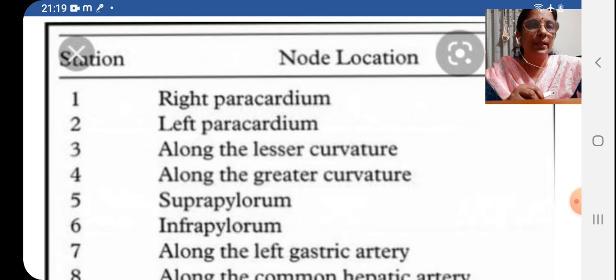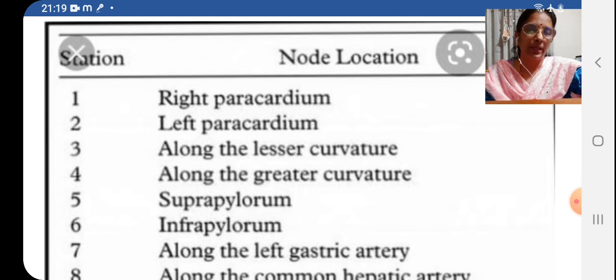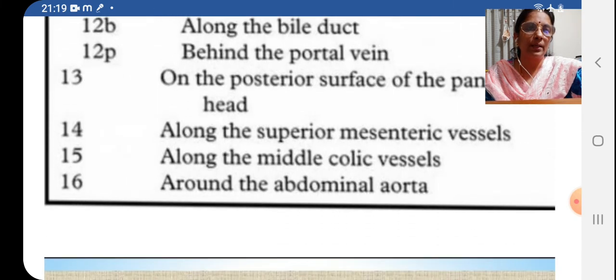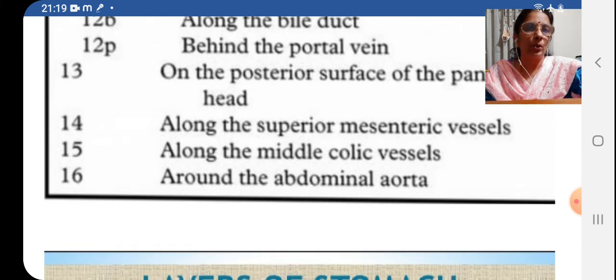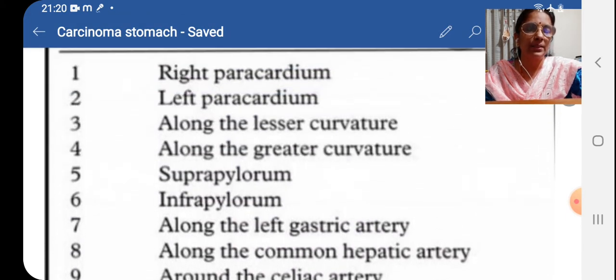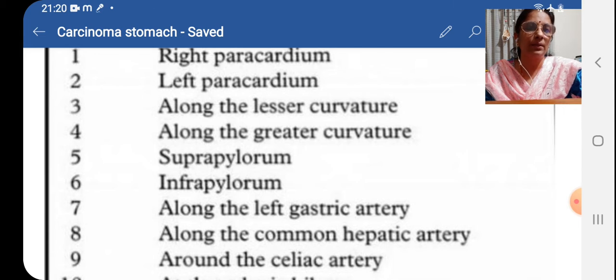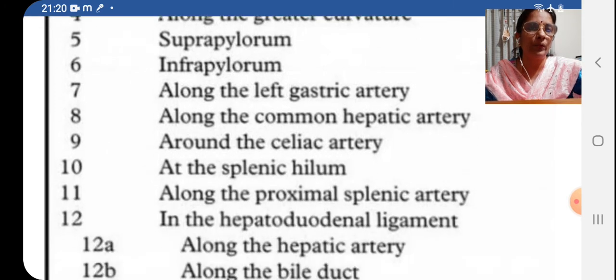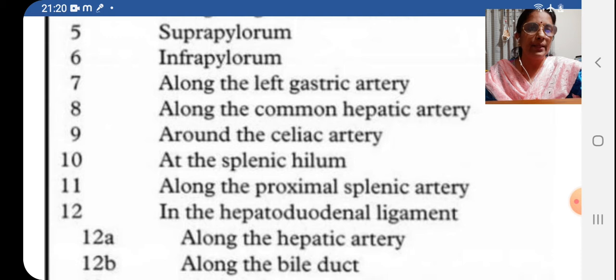Then node location in carcinoma stomach. As far as the stomach is concerned, there are 16 groups of nodes. The first 6 groups of nodes are perigastric, that means very close, within 3 centimeters of the stomach. From the 7th onwards up to the 11th group, these are situated a little away, that is intermediate nodes.